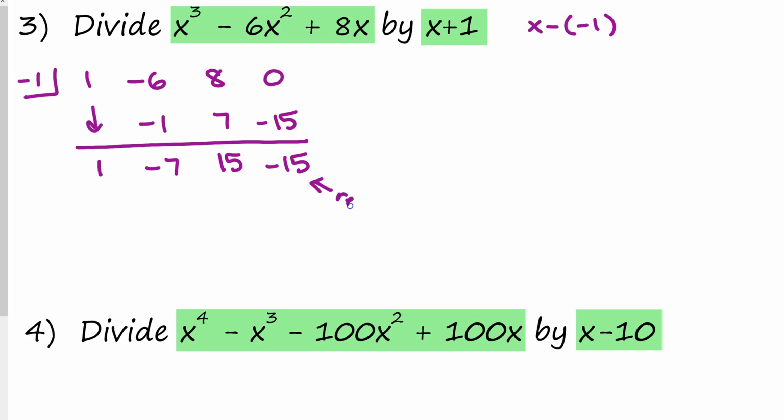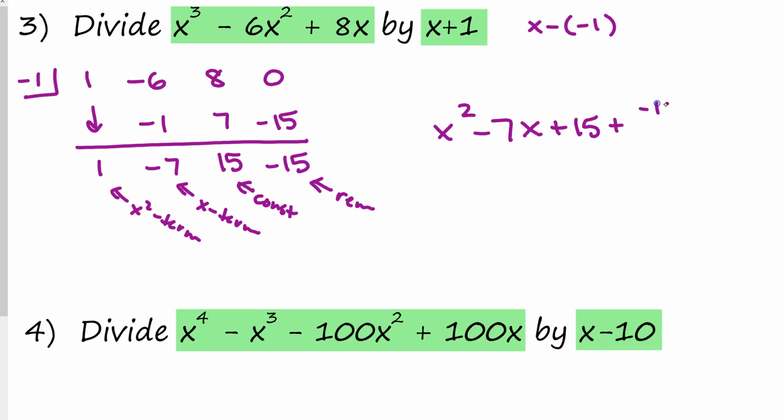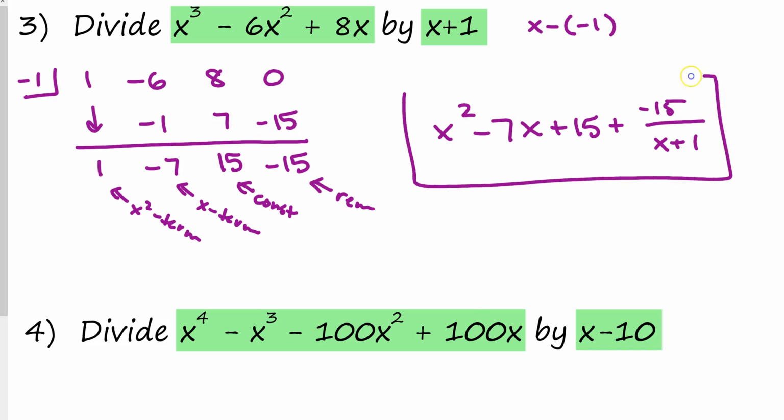So remainder, constant, x term, x squared term. Do you notice that the highest term in your answer is going to be 1 lower than what you were dividing into? It's x squared and you were dividing into x cubed. So we have 1x squared minus 7x plus 15 plus a remainder of negative 15 over x plus 1. Or you could just write minus 15 over x plus 1.